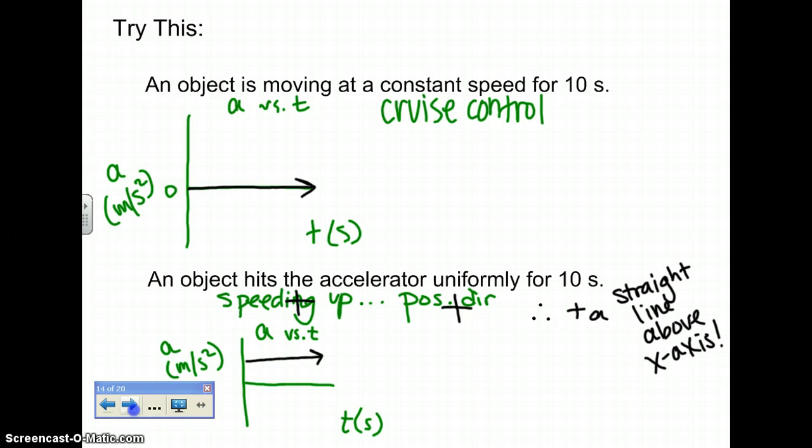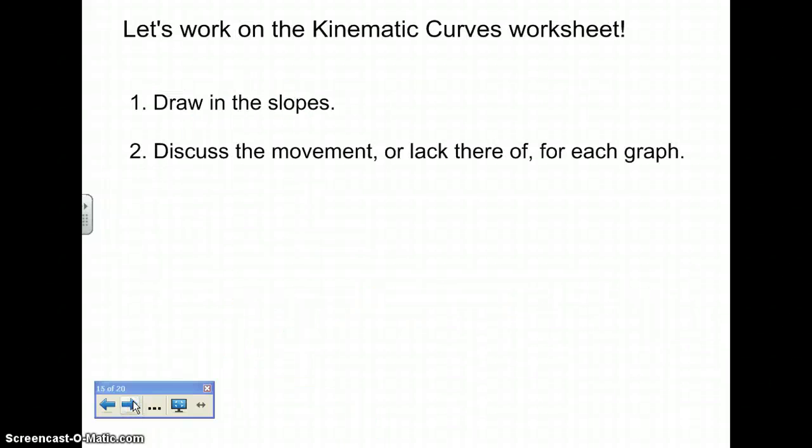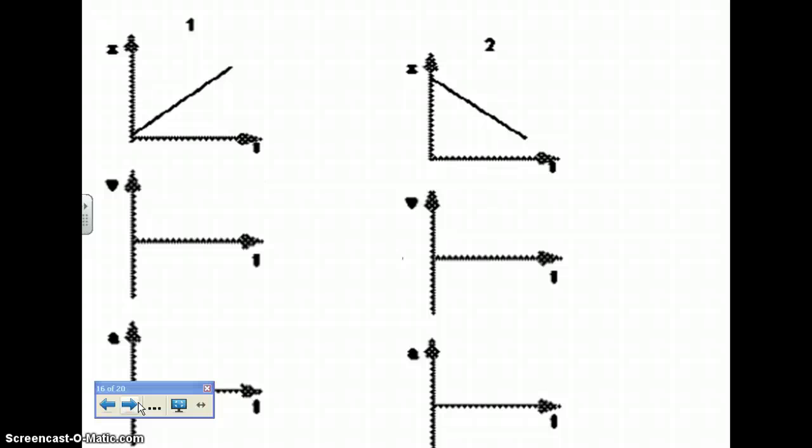Whereas speeding up in the negative direction would be below the x-axis because that would be a positive and a negative. Okay, so let's work on the kinematic stacks worksheet, draw in the slopes, discuss the movement or lack thereof for each graph. Get the kinematic stacks 1 worksheet out first, guys. Kinematic stacks 1 worksheet out. That's what we're going to do now.